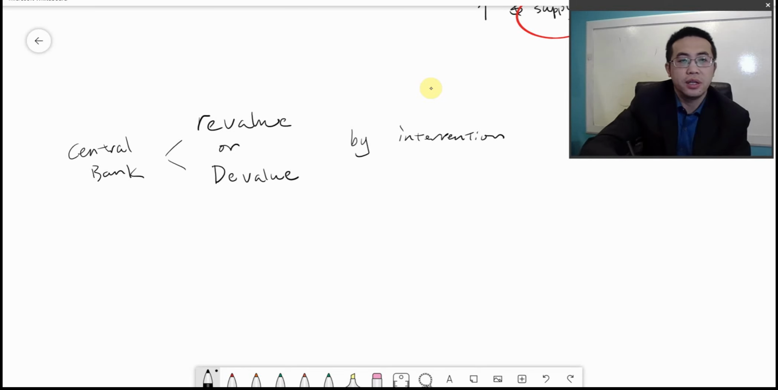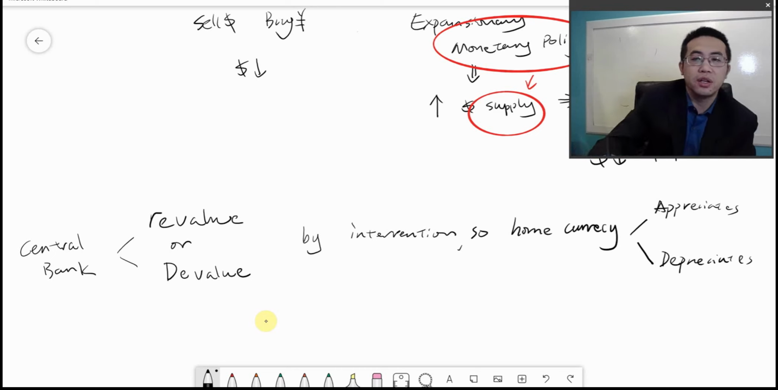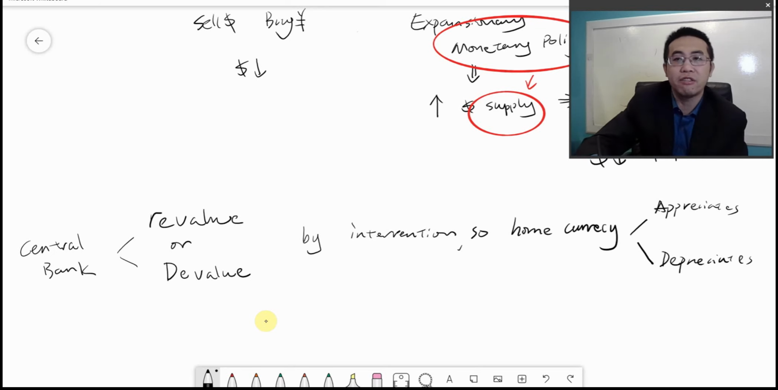The result here is, for revaluation, the home currency value would go up. Let's say appreciate. For devaluation, the home currency would depreciate. Although appreciation and depreciation are involved here, revaluation does not really equal appreciation, because appreciation could be determined by a lot of factors, including the central bank intervention and inflation, interest rate, and income level. But the activity of a revaluation or devaluation has to be purely done by the central bank.